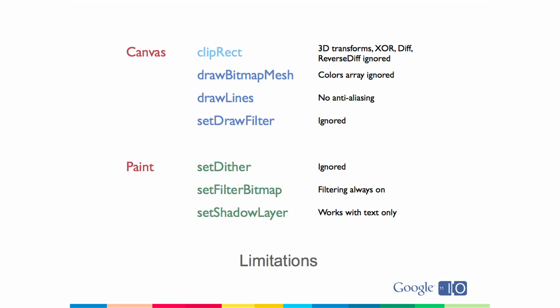Set draw filter, we completely ignore it. And on the paint, if you try to enable dithering or to disable filtering on bitmaps, we ignore that. Those flags are there to lower the quality of the rendering, which makes sense in software because you want to save memory and CPU time. On the GPU, we have enough horsepower that we can always choose the high quality version. And finally, shadows work only on text at the moment.